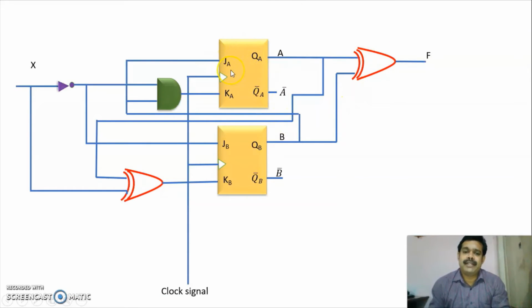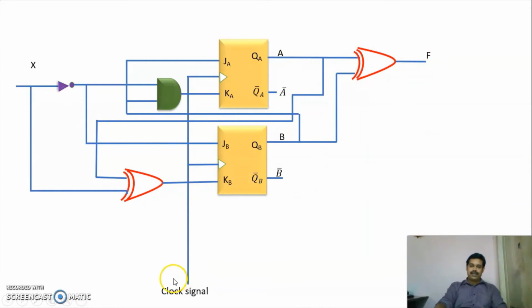So first we have to find the inputs. What is JA? JA is nothing but B. KA is nothing but X bar B. So X bar B, you are giving to the AND gate, and the output will be X bar B. Similarly, JB is nothing but X bar. KB is nothing but X XOR A. And then output F is equal to A XOR B.